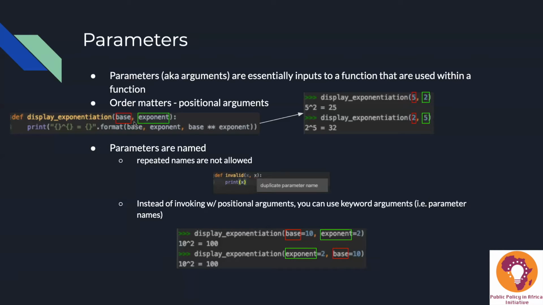And then the same goes for exponent. Now I've boxed exponent in with green. Exponent is the second argument in our display exponentiation function. So if we're using positional arguments, whatever we pass as the second argument is going to be our exponent. In this case, it's 2 for this invocation up here, and in this case, it's 5 for this invocation down here. And if we're using keyword arguments, whatever we assign to exponent in our keyword argument is going to be the exponent in our call to the function. In both of these cases, we've assigned it 2.